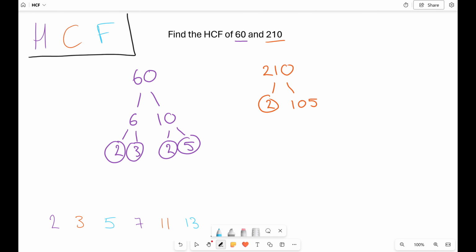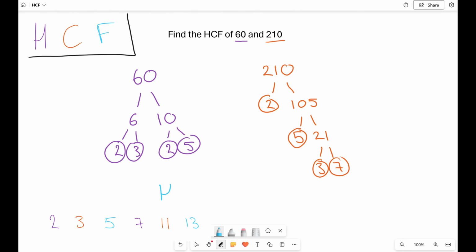So two numbers that times together to make 105. Well, I can see that it's in its 5 times tables. So 5 times 21 is equal to 105. So I'm going to circle 5 because that is also a prime. But 21's not a prime number. It's in the 3 times table. And 3 times 7 makes 21. Now 3 and 7 are prime. Yeah? So now we've circled all the prime numbers.